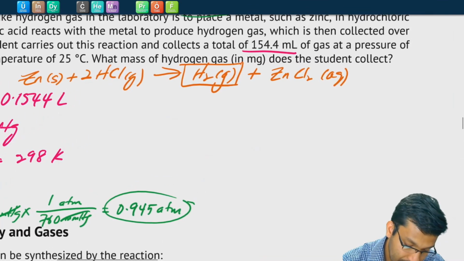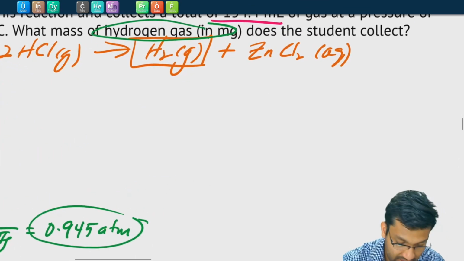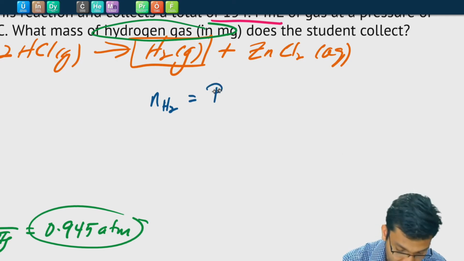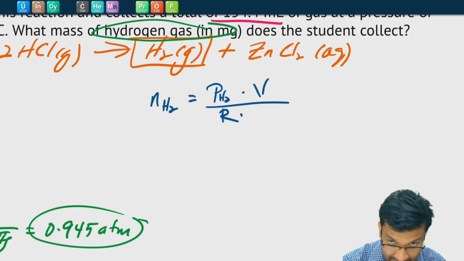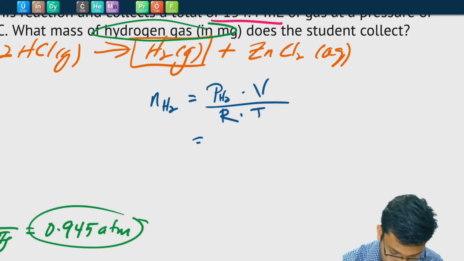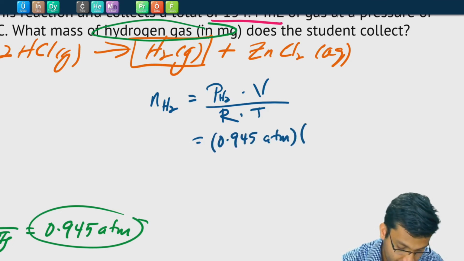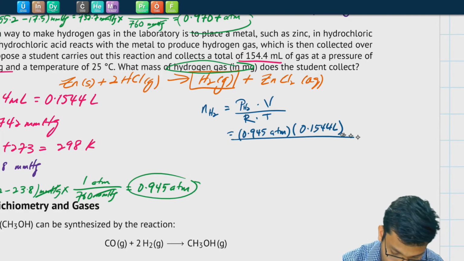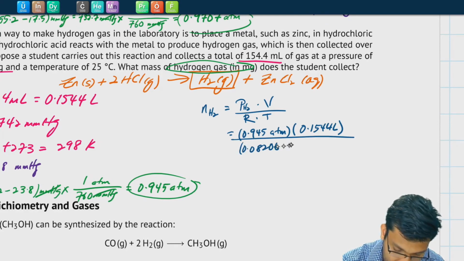They're asking for the mass of hydrogen. So same thing, we need to find number of moles first. Number of moles of hydrogen, I'm going to use the same equation that I used above. It's the partial pressure of the hydrogen times the volume of hydrogen divided by the ideal gas constant times the temperature. So the partial pressure of hydrogen we just calculated as 0.945 atmospheres. The volume we got as 0.1544 liters. Ideal gas constant 0.08206 liters times atmospheres divided by moles times Kelvin. And our temperature is 298 Kelvin.